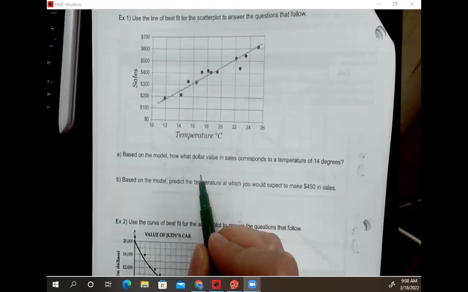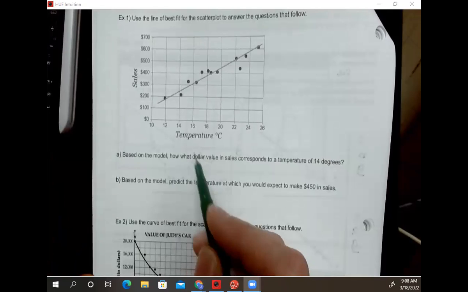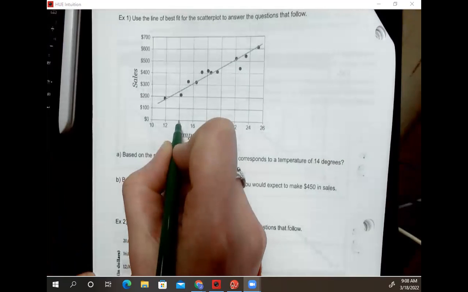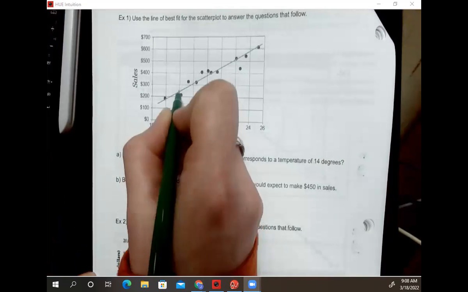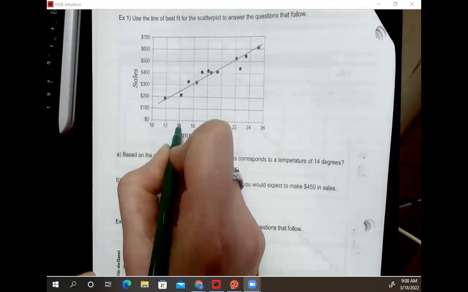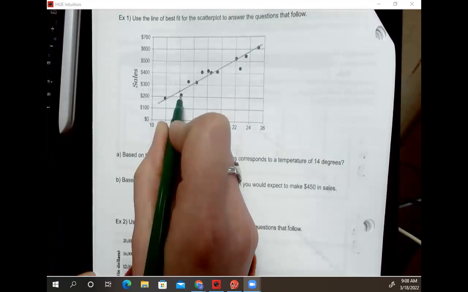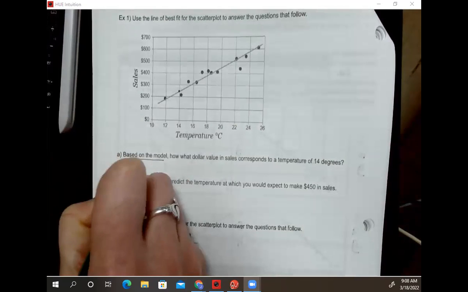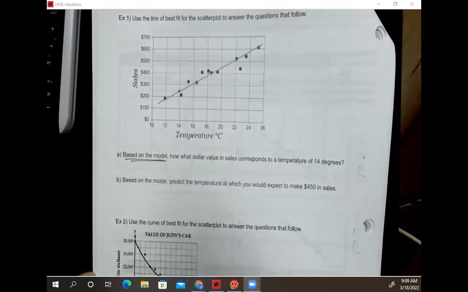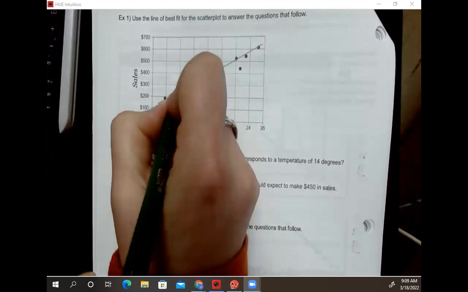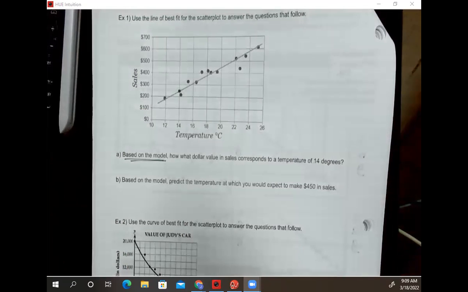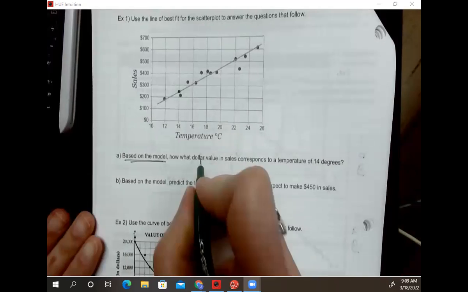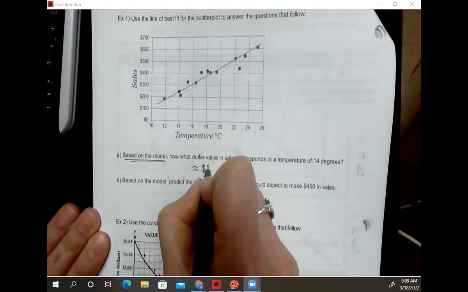The first question says, based on the model, what dollar value in sales corresponds to a temperature of 14 degrees? So I'm going to look at temperature 14 degrees here, and follow that to my line of best fit. Now, I don't have an actual point for 14 degrees. I've got one just ahead of 14 degrees, but I want to use my line of best fit, especially because it says based on the model. Based on the model means you're using that line or curve of best fit to answer the question. So 14 degrees would be about here on the line. That looks like about 250 to me. Does that seem reasonable? Okay, so I'm going to say about $250.